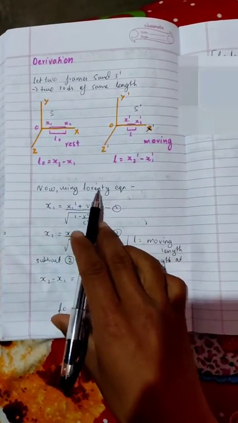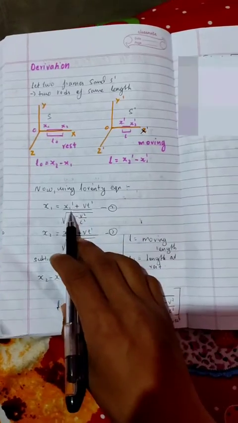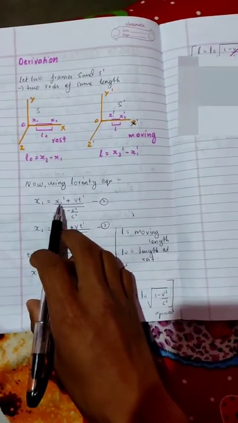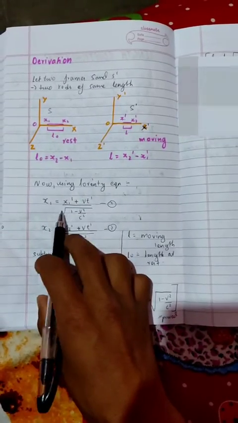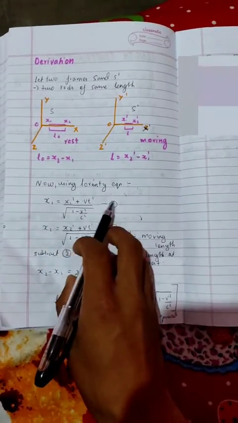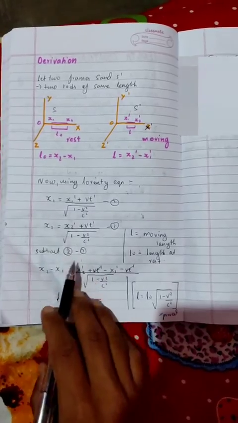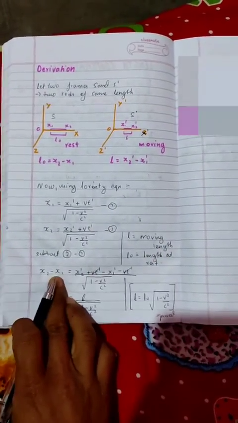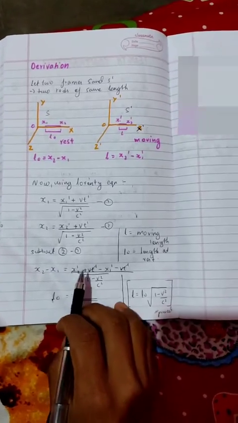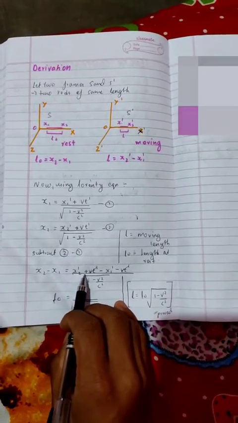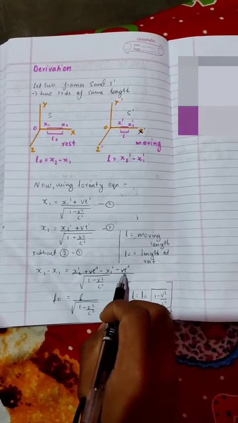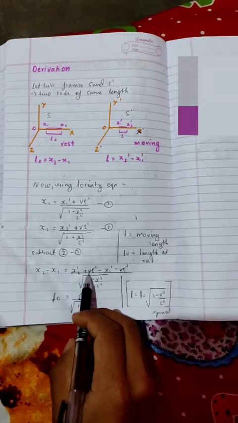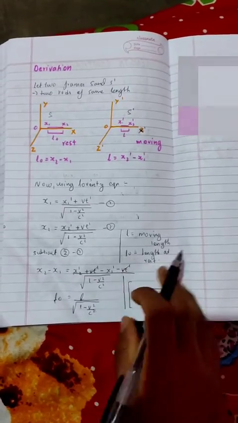Now we'll use the Lorentz equation as we have learned before. That is x1 equals (x1 prime plus vt prime) under root 1 minus v square by c square. That is equation 1, and this is equation 2. Now we'll subtract equation 2 minus equation 1, that is x2 minus x1, and we'll get x2 prime plus vt prime minus x1 prime minus vt prime under root 1 minus v square by c square. So this vt prime minus vt prime will cancel out.